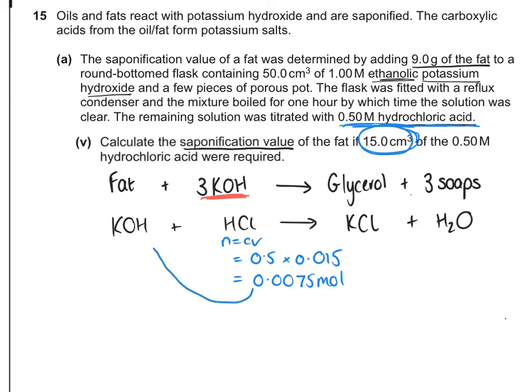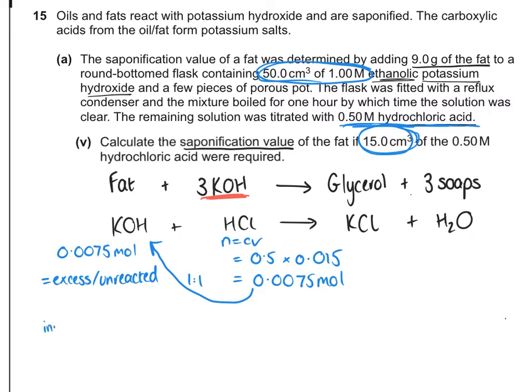So I can then work out how much excess potassium hydroxide I had. This is a 1-to-1 ratio, so the number of moles of unreacted potassium hydroxide was 0.0075 moles. That's the excess, or unreacted, potassium hydroxide. Then I want to work out how much potassium hydroxide did react, and to do that I need to look at how much I added in the first place. In the first place, I added 50 centimetres cubed of 1 molar potassium hydroxide.